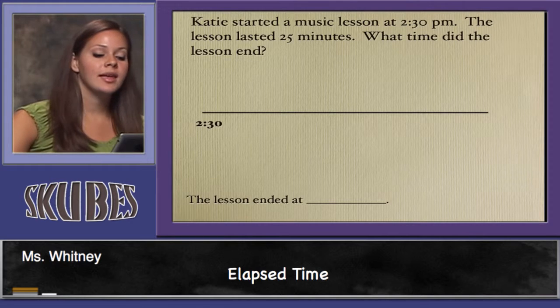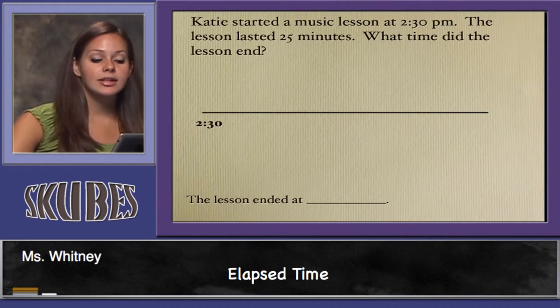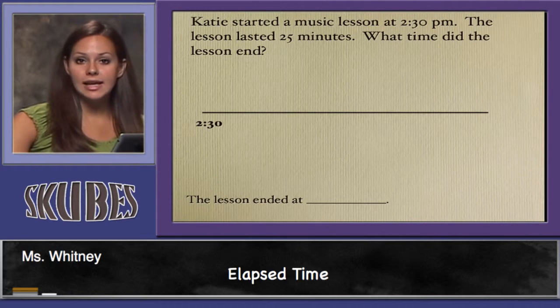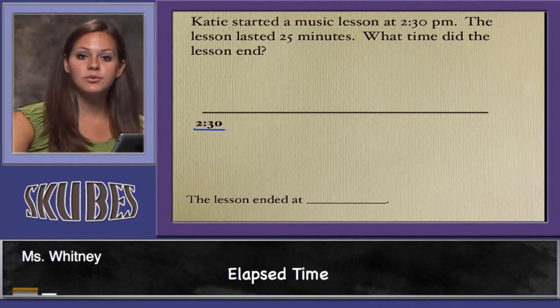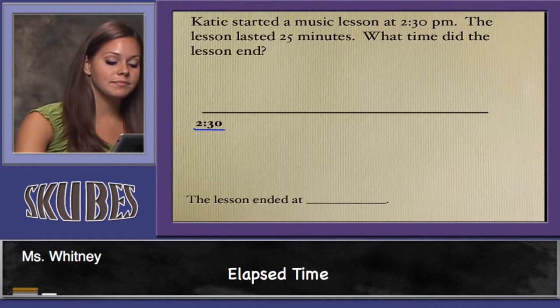Here's another problem. Katie started a music lesson at 2:30 p.m. The lesson lasted 25 minutes. What time did the lesson end? The lesson started at 2:30. It lasted for 25 minutes. So let's count by 5s. 2:30. Add 5 minutes, it will be 2:35.